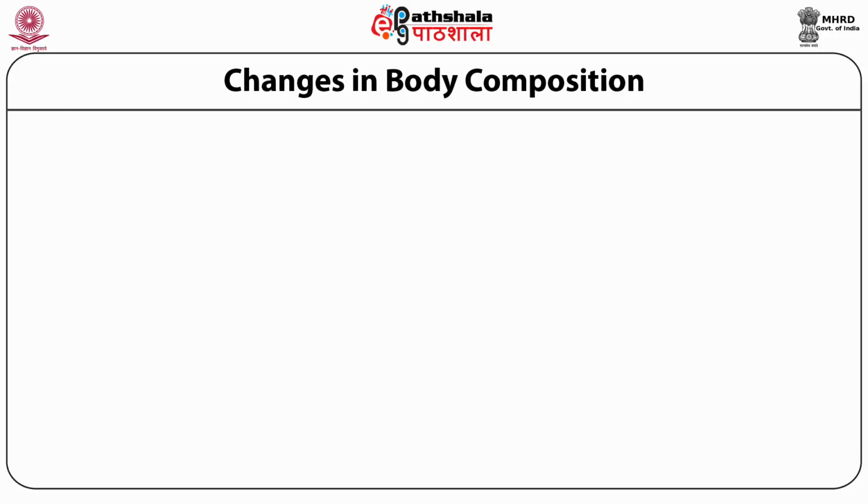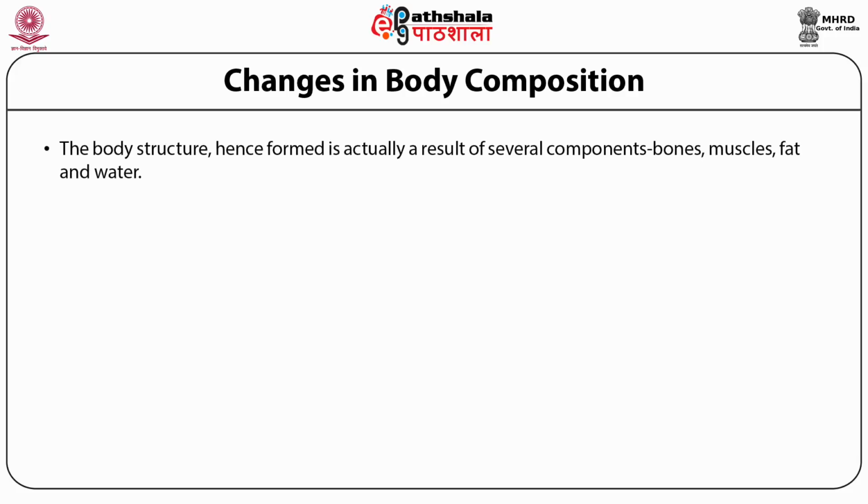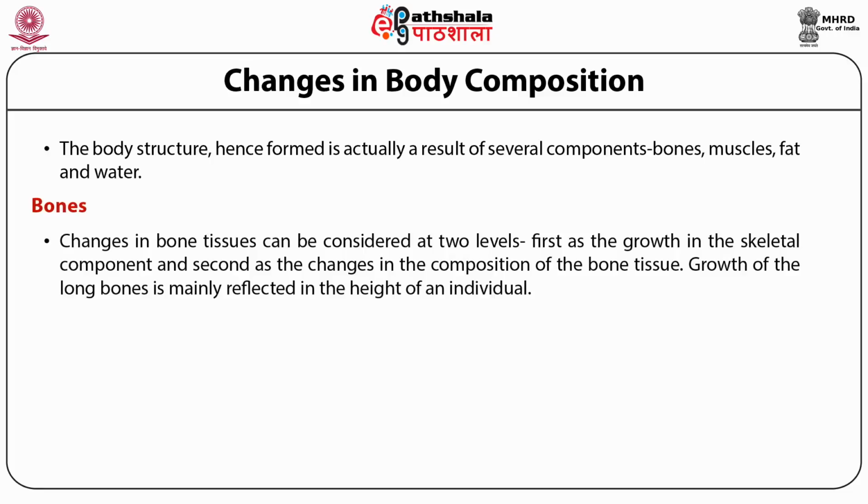Changes in body composition. The body structure hence formed is actually a result of several components: the bones, muscles, fat, and water. Now we'll deal with each of them. Bones. Changes in bone tissues can be considered at 2 levels. First, as the growth in the skeletal component, and second, as the changes in the composition of bone tissue.